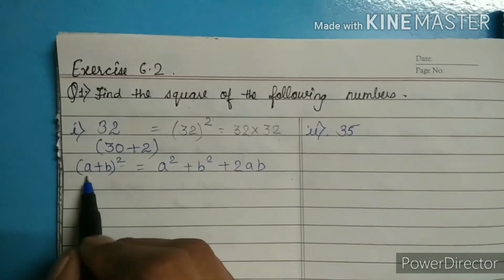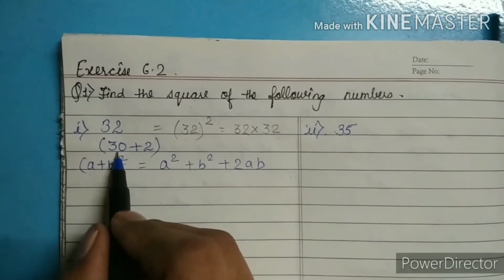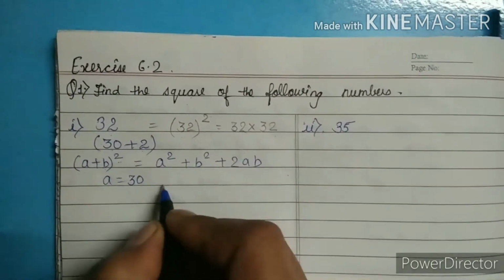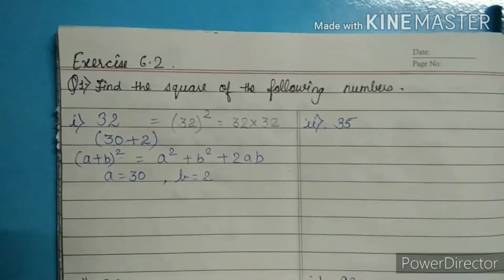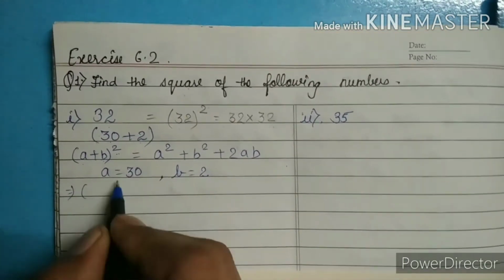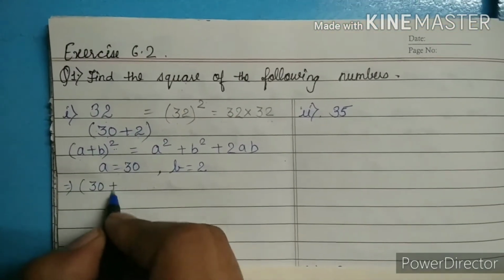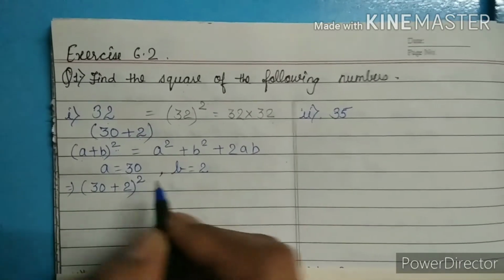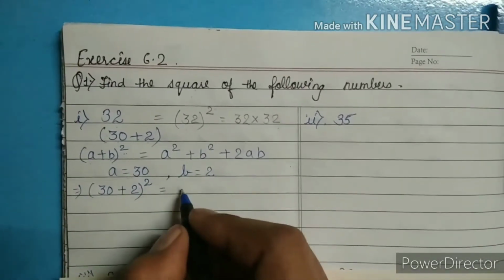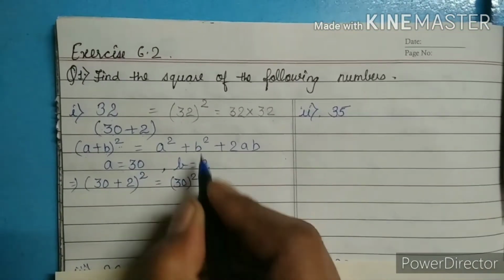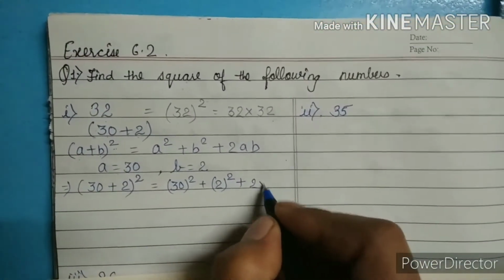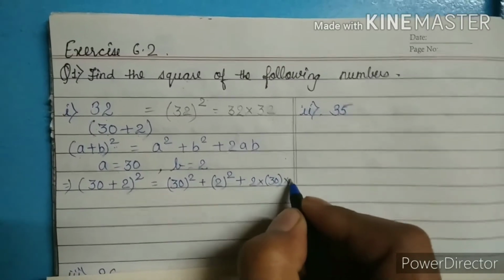So here a value is 30 and b value is 2. As you can see, a value is 30 and b value is 2. Now we will put the a and b values in the identity. In the identity, a value is 30 and b value is 2. So it's a whole square. Firstly we have to do the separate square of 30, then the separate square of 2. Here is 2 square plus 2 into 30 into 2.